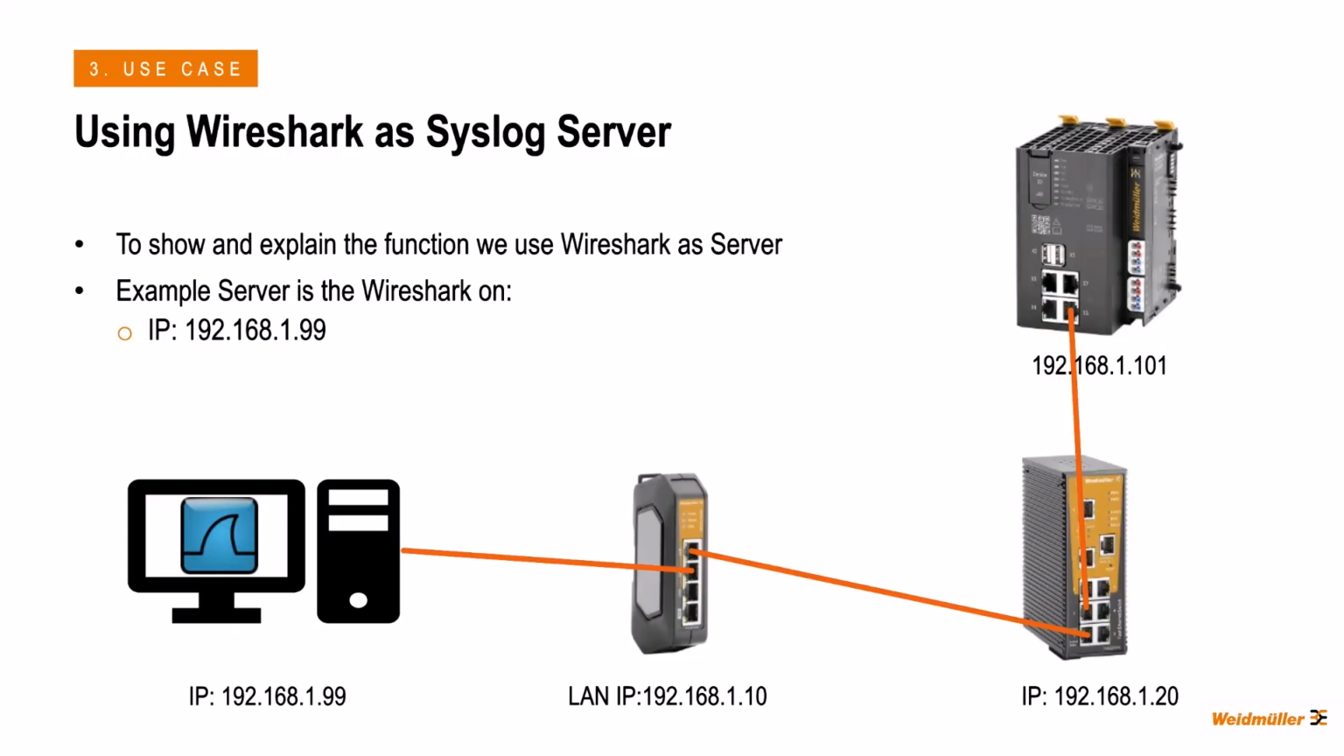Now we look at a simple example. We use Wireshark as a syslog server. The server has the IP address 192.168.1.99. The Weidmüller UOS controller has the IP address 192.168.1.101. Another device, for example a switch, has the IP address 192.168.1.20. All devices send their logs to the server.